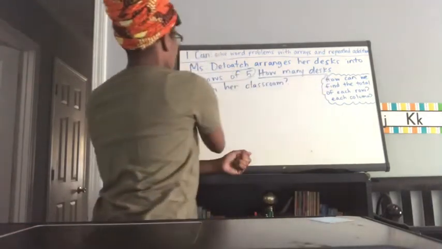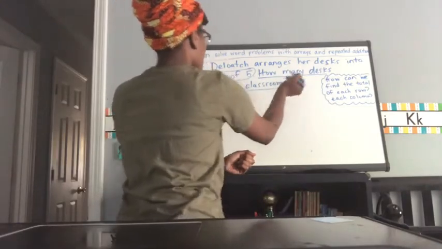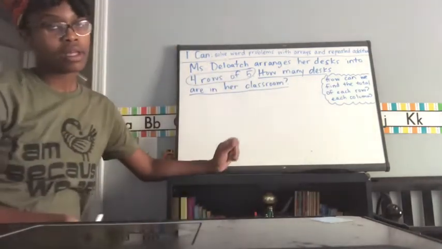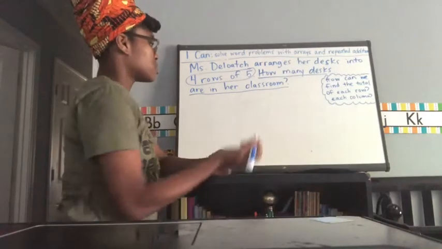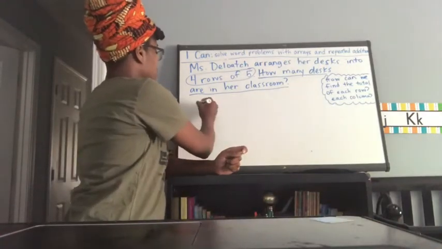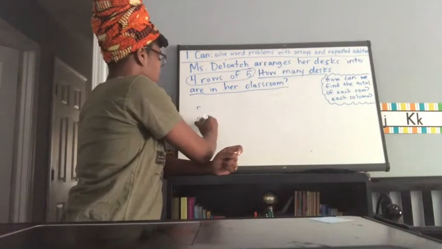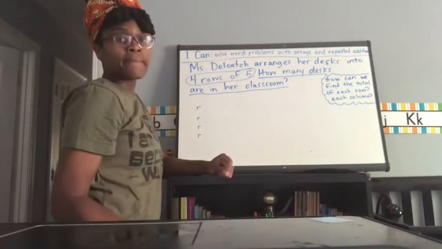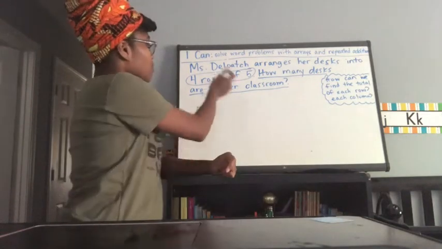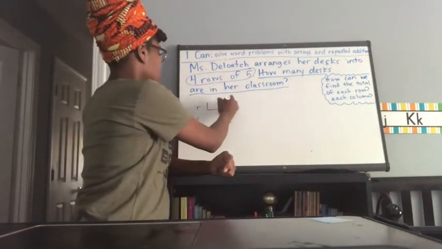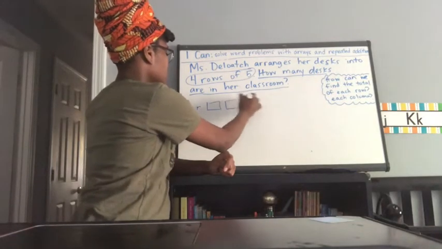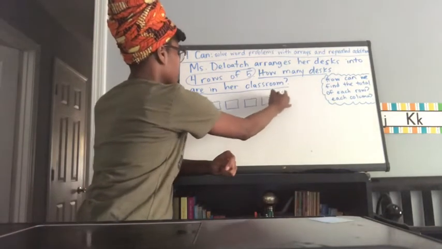And we want to figure out how many desks there are all together in the classroom. Let's use what the word problem says to start our drawing. 4 rows. 1, 2, 3, 4. I'm labeling my rows, and I'm going to put 5 desks in each row. 1, 2, 3, 4, 5.